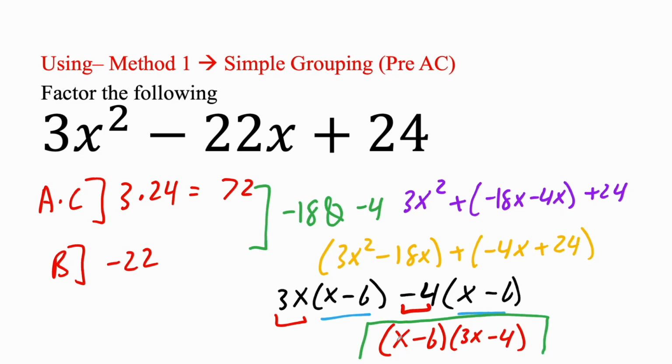And it's always a good idea to check. X times 3x is 3x squared. That matches. X times negative 4 is negative 4x. Negative 6 times 3x is negative 18x. And negative 4x minus 18x is negative 22x. Likewise, negative 6 times negative 4 is positive 24. And so it all matches.